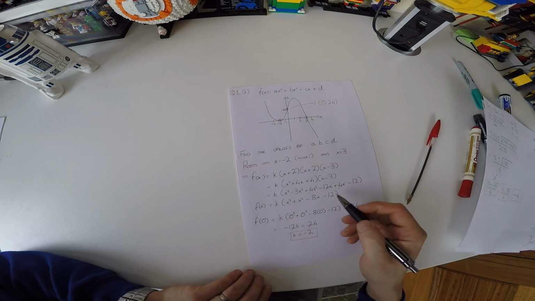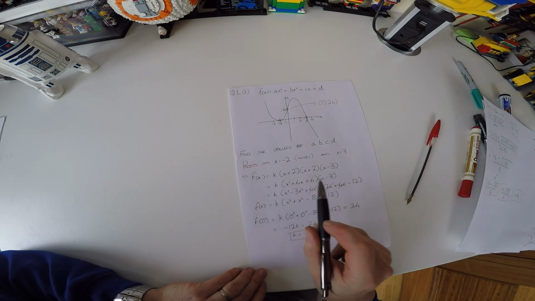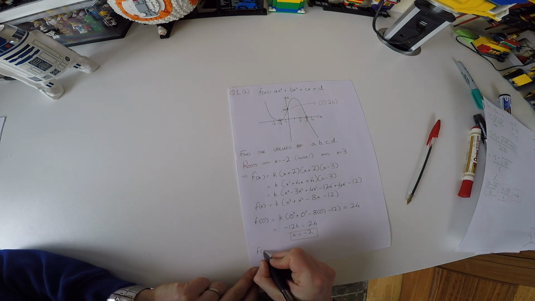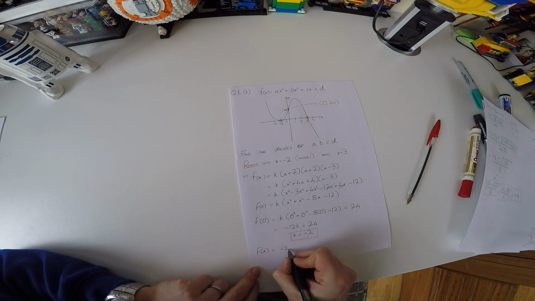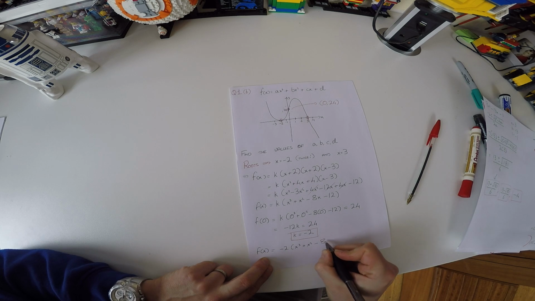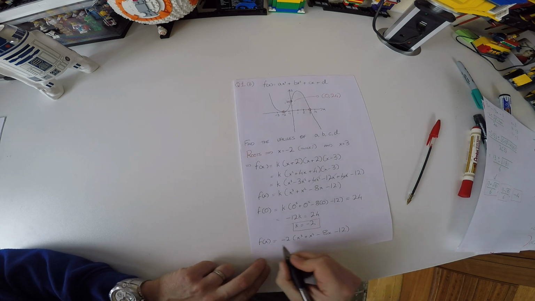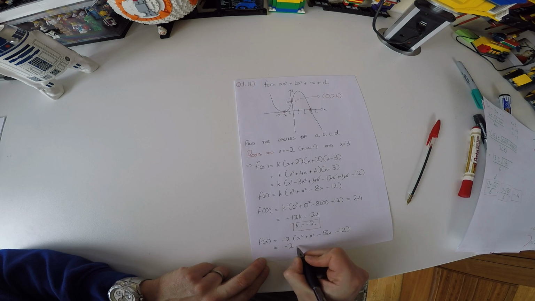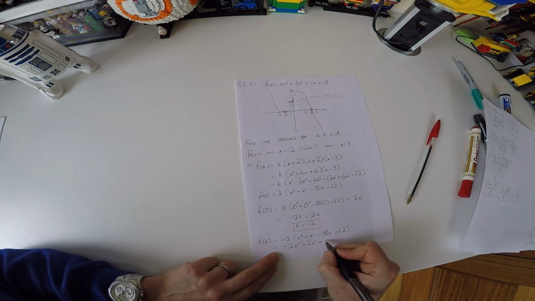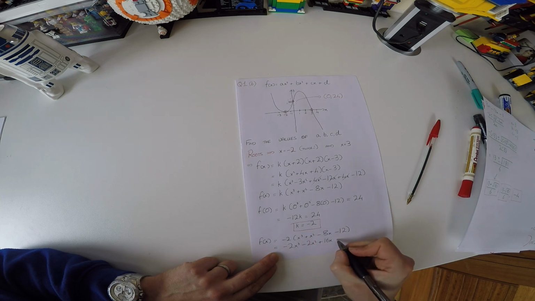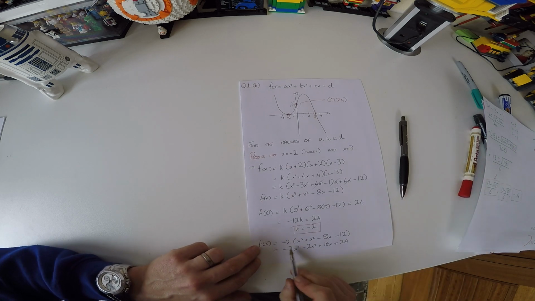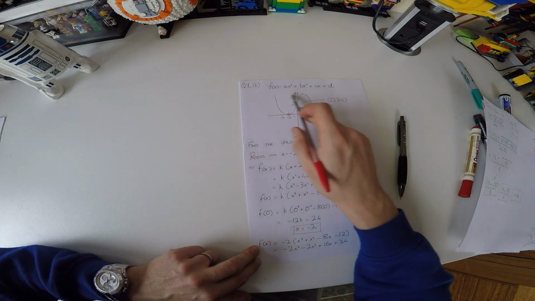So now we actually know that we can replace this k by minus 2. So we know the actual function f of x looks something like this: minus 2 times x cubed plus x squared minus 8x minus 12. Multiplying that by minus 2 gives us minus 2x cubed minus 2x squared plus 16x, and minus by minus again, plus 24.